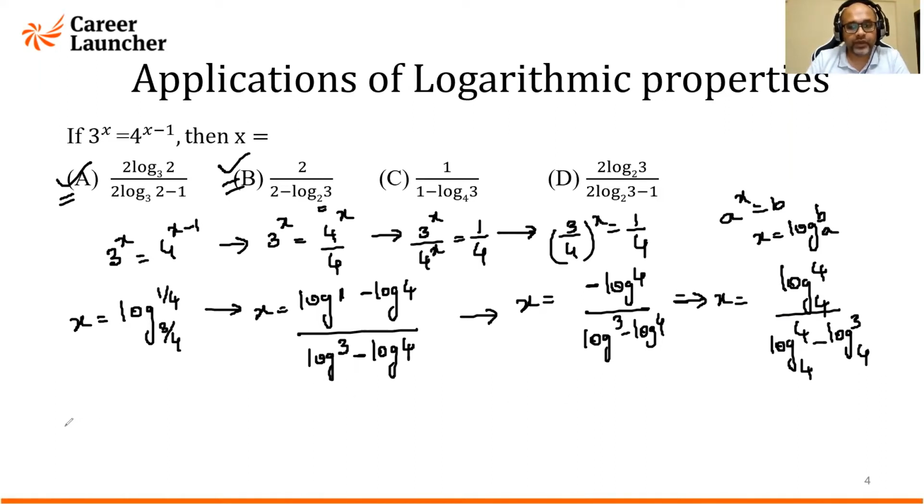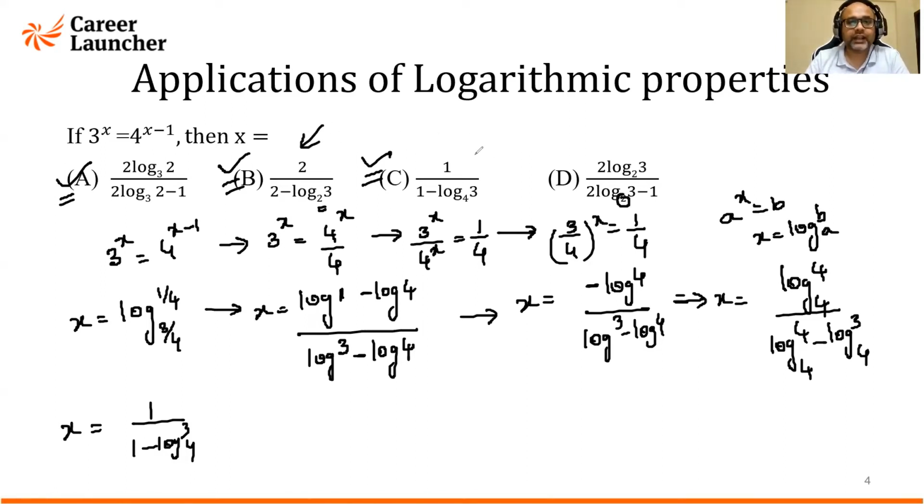So what does it become? x becomes 1 by 1 minus log 3 base 4. So C is also correct. And you can try for option D, but you will not get option D because we already applied log base 2. When it is base 2, it is option B and not option D.